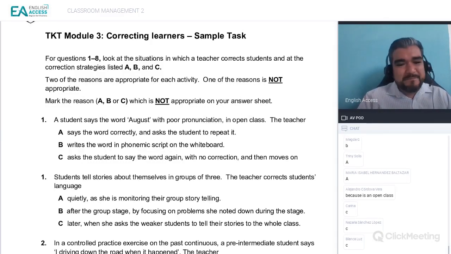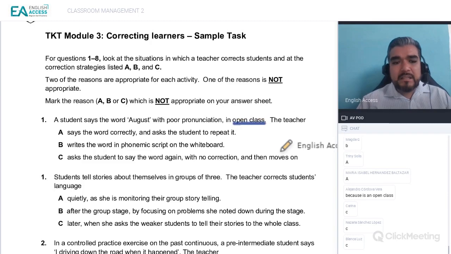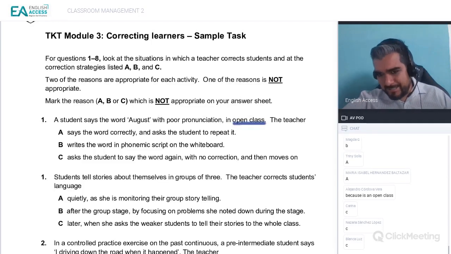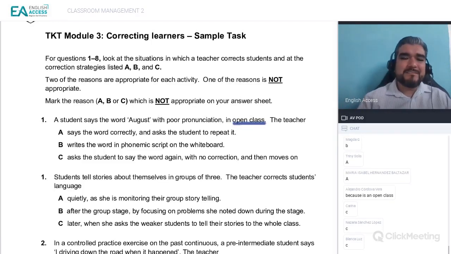The one that is not appropriate is letter C. In open class it doesn't make a difference. Actually, it helps. If the teacher says the word correctly and asks the students to repeat it, that is usually something we do. For example, if the students are reading and one student says August, we say August, right? It's the way you say it. You don't need to be mean. You can just say, can you repeat? August. Thank you. You don't need to be mean, right?